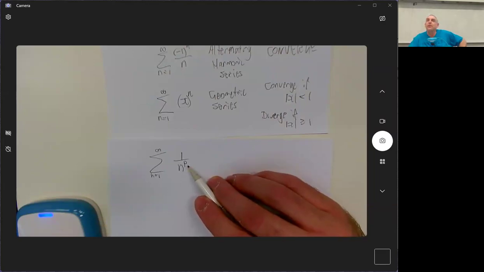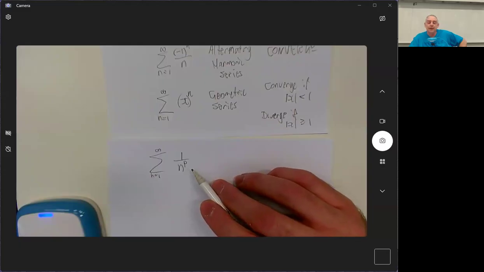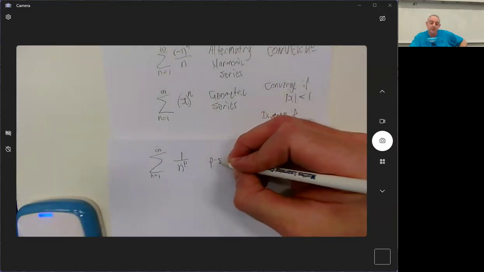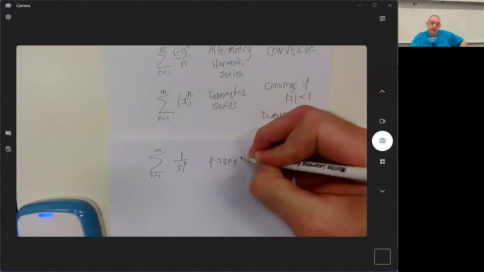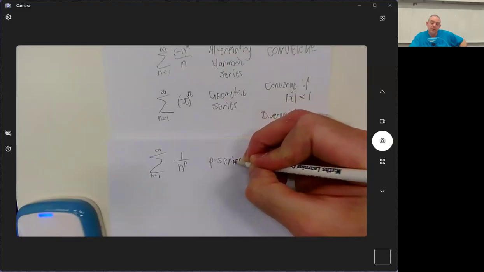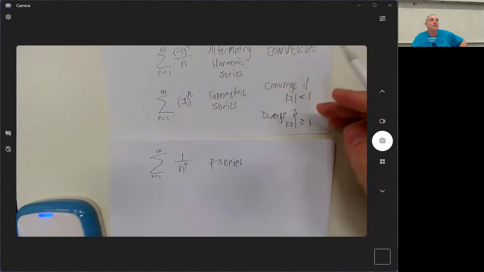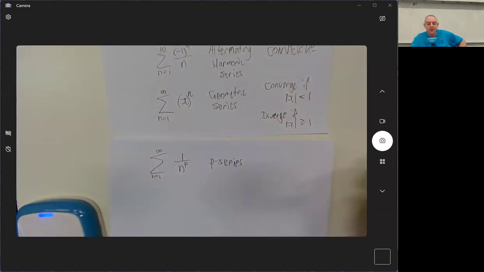So in this one, it's not an x that you replace with a number, it's the letter p here that you replace with a number. And this is called a p series. I don't like when things are named after a letter because you could have put a different letter in that spot, but anyway, that's the way it is.